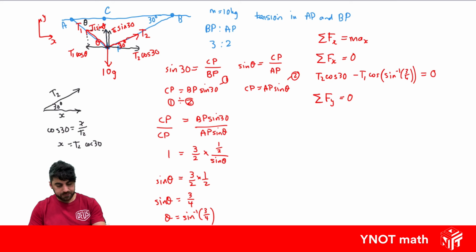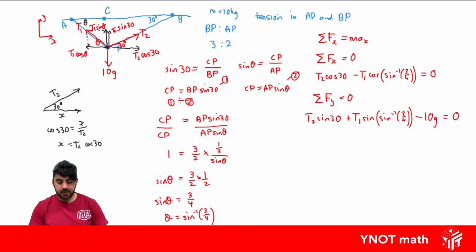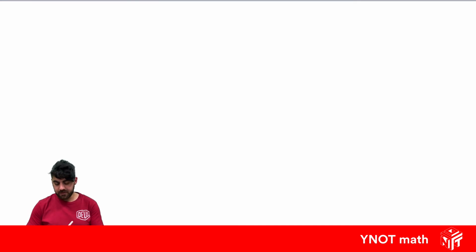So we're going to get T2 sine 30 plus T1 sine theta, which is the inverse sine of 3/4, minus 10g, all equals 0. And now we just have two equations with two unknowns which we need to solve for, so we can leave them in terms of g. So let's go ahead and solve these two equations simultaneously.